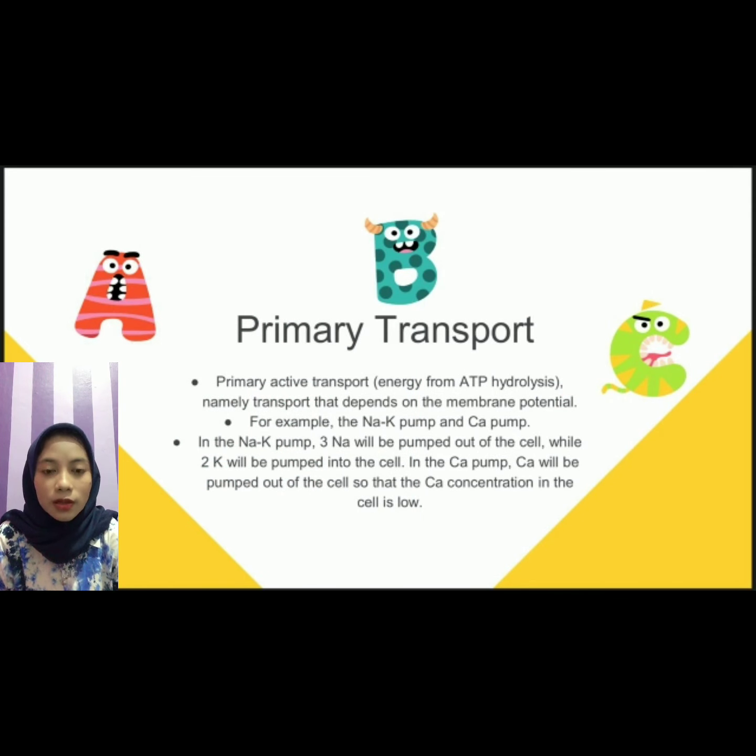Primary active transport uses energy from ATP hydrolysis, namely transport that depends on the membrane potential. For example, the Na-K pump and the Ca pump. In the Na-K pump, 3 Na will be pumped out of the cell, while 2 K will be pumped into the cell. In the Ca pump, Ca will be pumped out of the cell so that the Ca concentration in the cell is low.